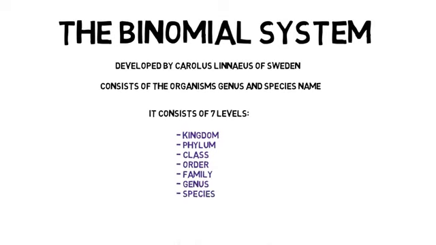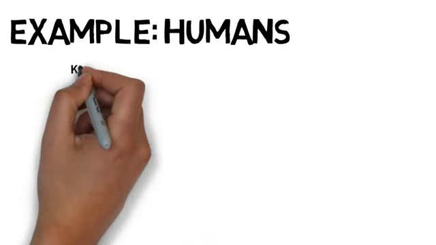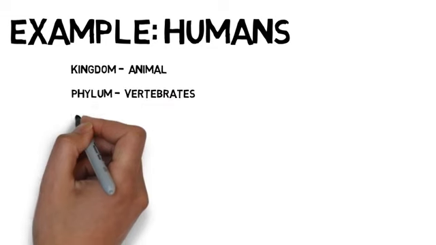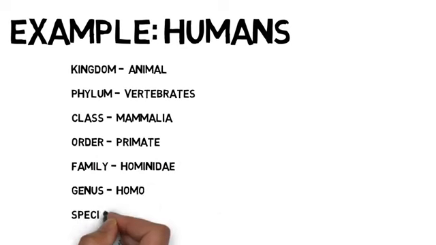Now, let's take up a simple example. Humans. Kingdom, animal. Phylum, vertebrates. Class, mammalia. Order, primate. Family, Hominidae. Genus, Homo. Species, sapiens.